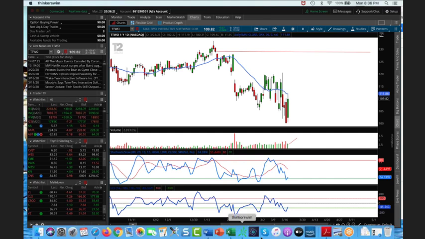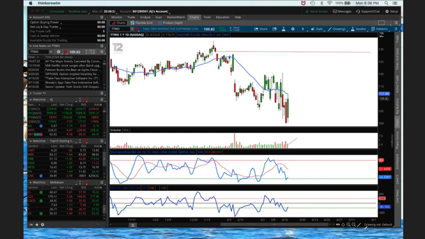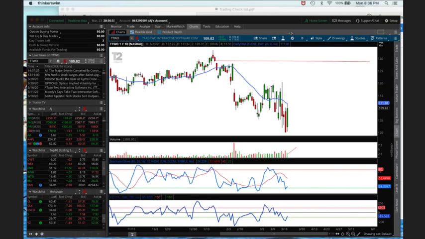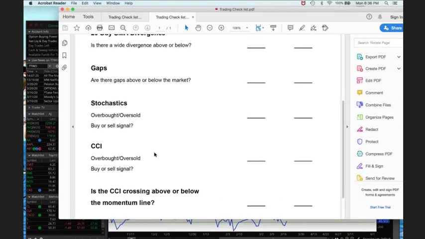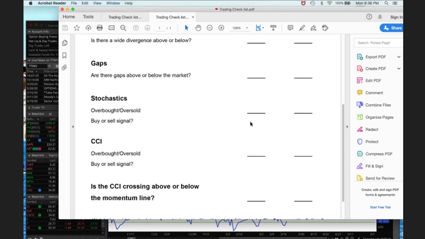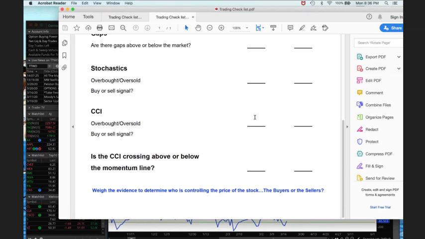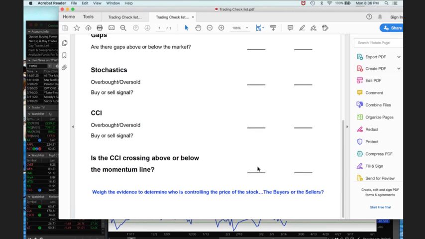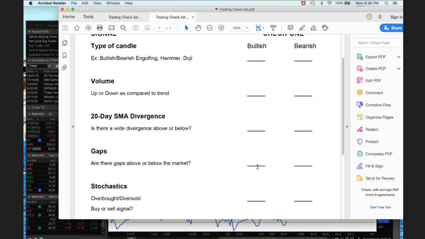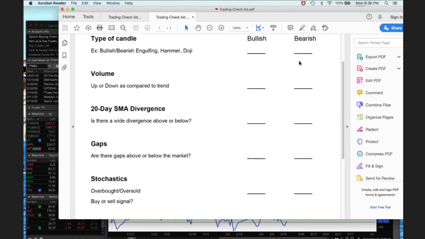Where did the trading checklist go? Here we go. Okay, so we have gaps above the market. Stochastics are oversold and starting to go up. That's bullish, so put an X next to the bullish column. CCI is crossing with a buy signal. That's bullish. And it's about to go over the momentum line, which would be extremely bullish. So if I'm weighing all this evidence on my checklist, there are more buy signals than sell signals.